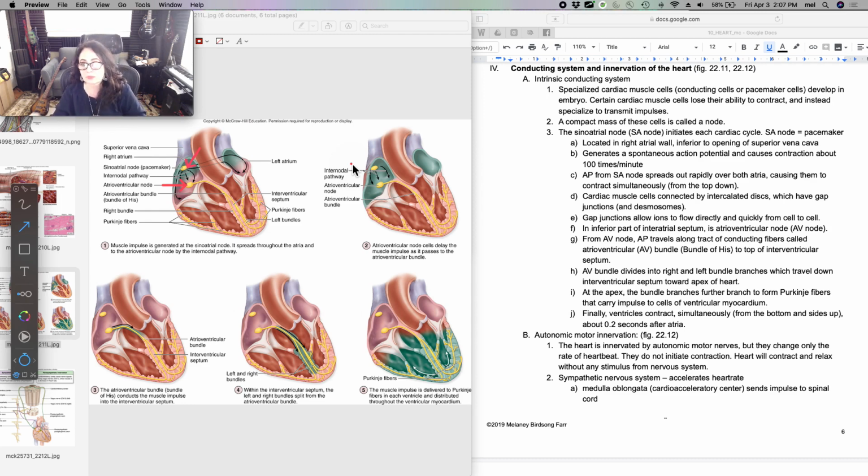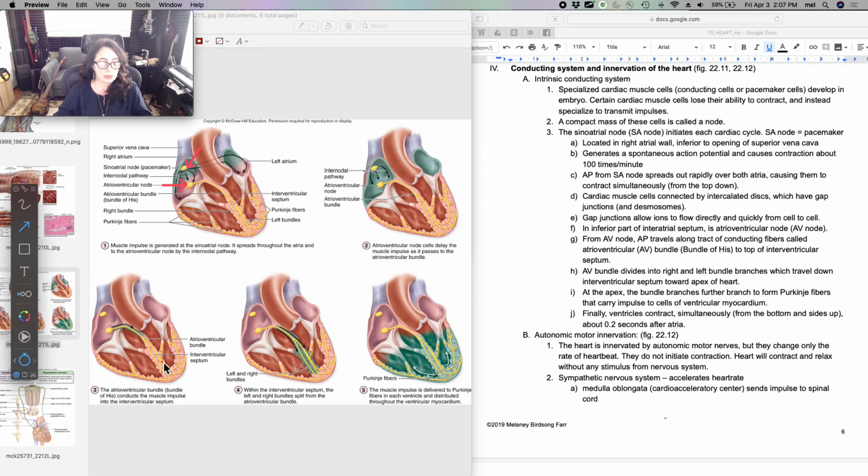But the AV node is still those pacemaker cells. They don't contract. And then what you're seeing right here is called the AV bundle, sometimes also called the bundle of His. There's this guy named His who found it. The AV bundle looks like it's a nerve, but it's not. Instead of a blob of those pacemaker cells, it's a chain of those pacemaker cells that are actually connected together via gap junctions. So I'm still not talking to the contractile cells yet.